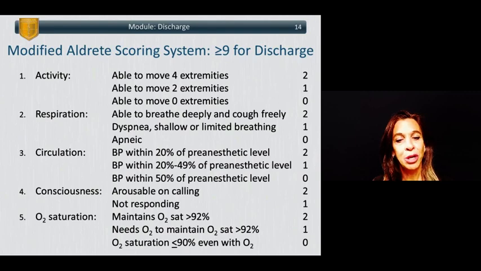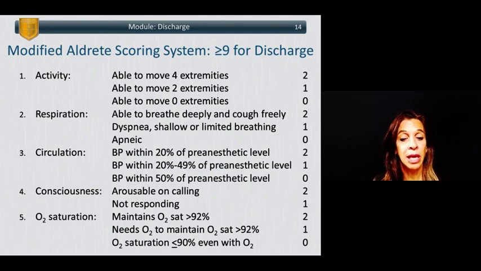Circulation, if the blood pressure was within 20% of the pre-anesthetic level, one gets a full score of 2. If the blood pressure was within 20 to 49% of pre-anesthetic level, one gets a score of 1. If the blood pressure was within just 50% of pre-anesthetic level, that scoring system is a 0. This has also been considered perhaps too lenient, that one can have a blood pressure that is as far off as 49% from baseline and still get a score of 1.